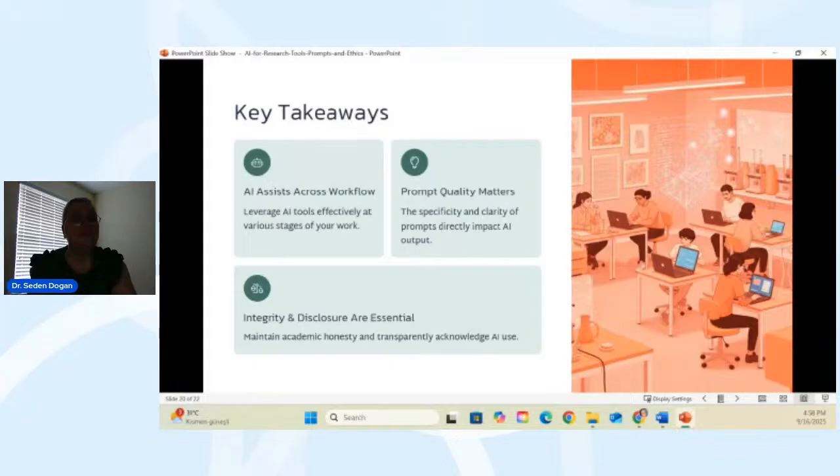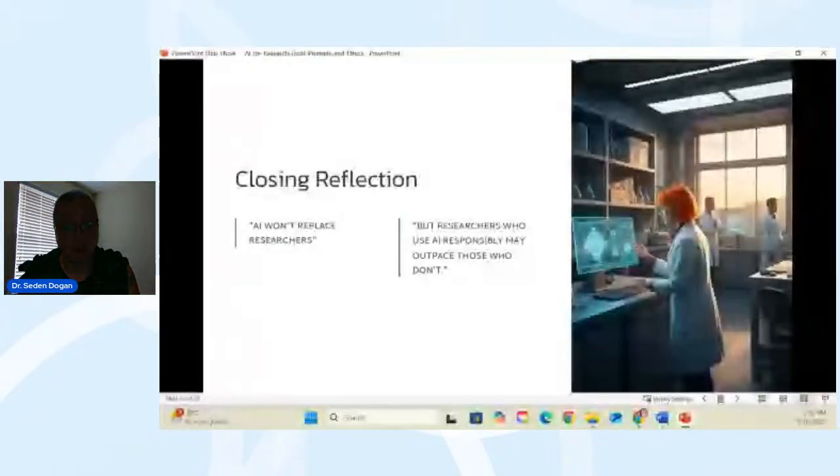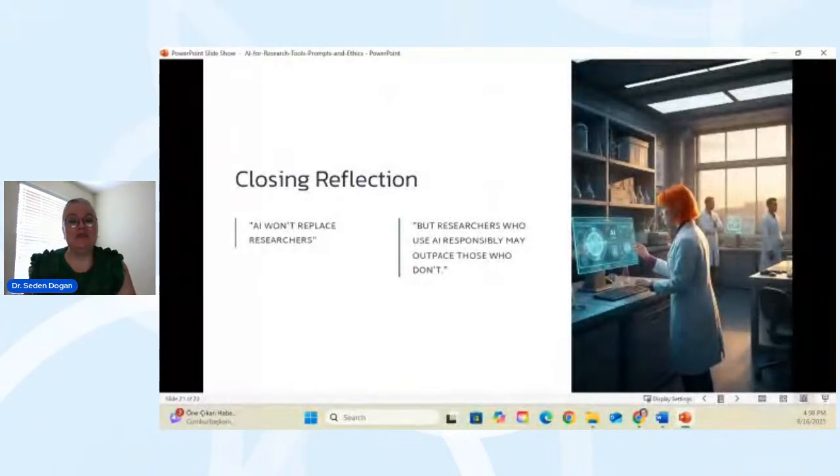You are flying the plane. And I actually AI generated this quote. AI won't replace researchers, but researchers who use AI responsibly may outpace those who won't.